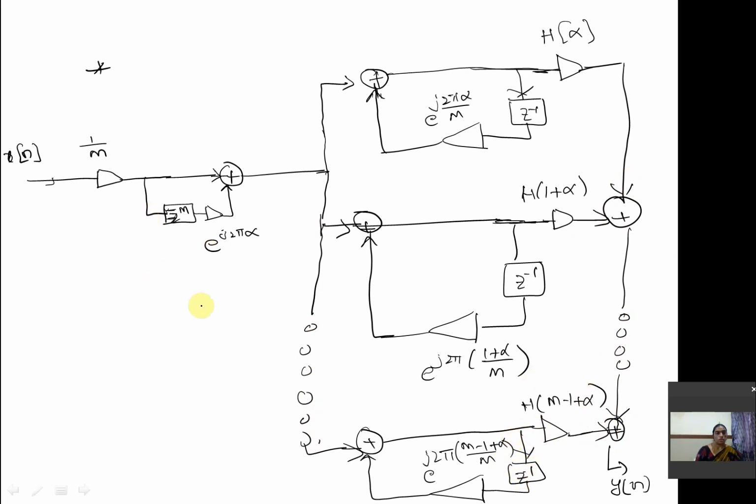Okay, so this is the structure to realize the frequency sampling realization structure for the FIR.